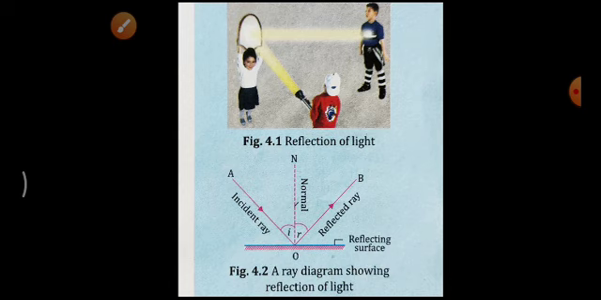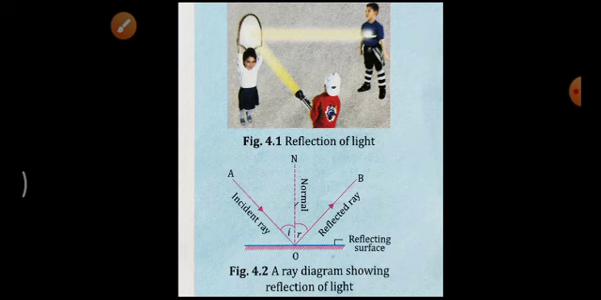What is O here? The incident ray strikes at a particular point, and that point is called the point of incidence only. So here O is the point of incidence. Now what is the normal? The perpendicular drawn to the reflecting surface at O is called the normal, that is NO or ON is the normal to the reflecting surface.